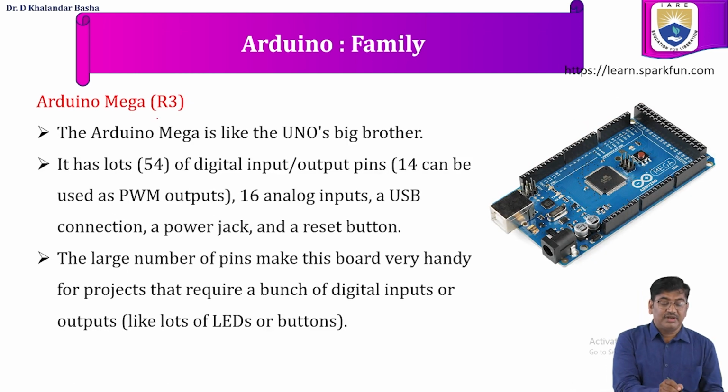The next Arduino in the family is the Arduino Mega R3. The Arduino Mega is like the Uno's big brother. It has a lot of digital IOs, around 54. Out of these 54 pins, 14 can be used as pulse width modulation outputs, and it has 16 analog inputs, a USB connection, a power jack, and a reset button. The large number of pins makes this board very handy for projects that require a bunch of digital inputs or outputs.